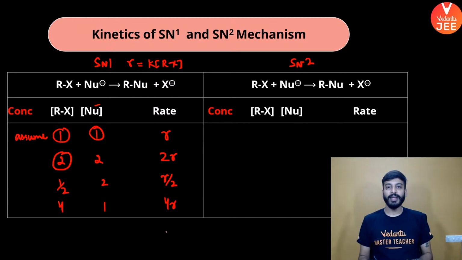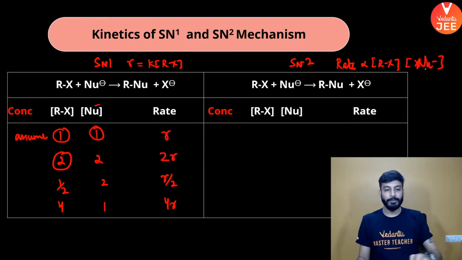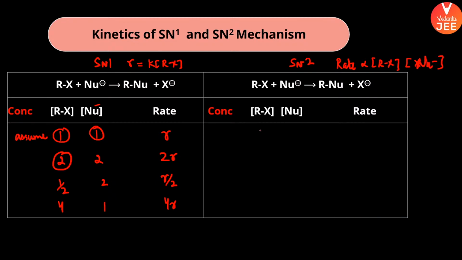Come over here for the SN2 reaction. Here, just now we have understood that rate is directly proportional to the concentration of alkyl halide as well as your nucleophile. Check this out. So let us say 1 is R. So 2 will be equal to what?